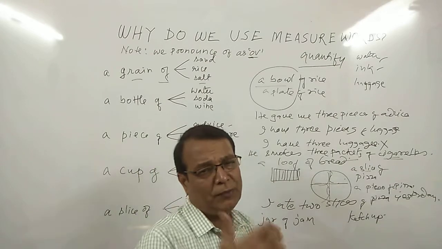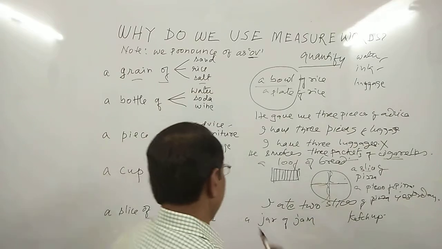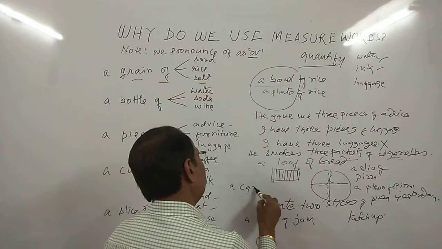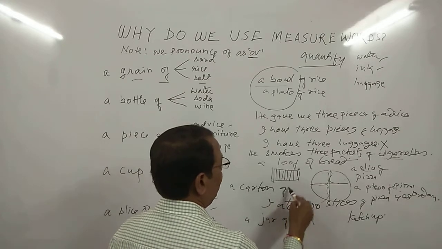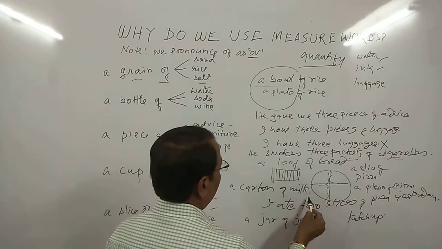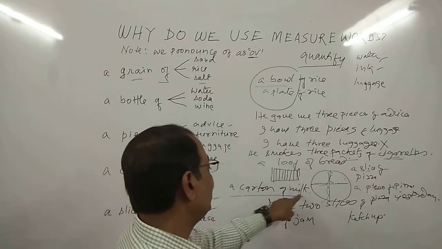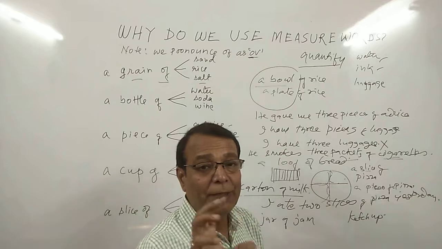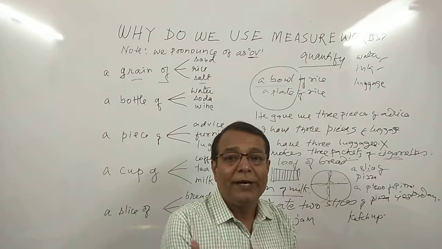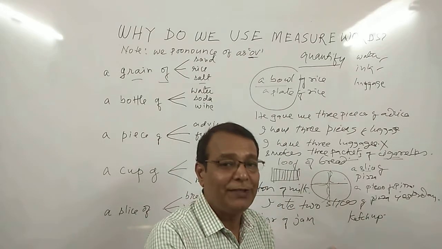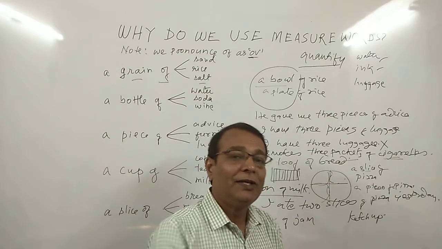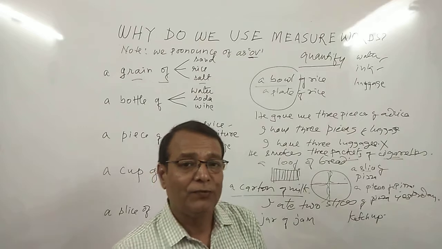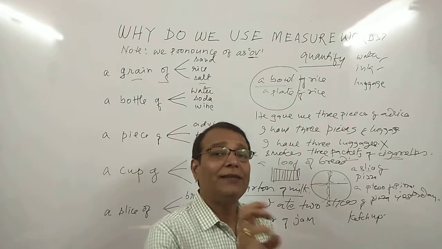Suppose things are in packets, so you say packet. Suppose carton, C-A-R-T-O-N, a carton of milk. You use the phrase a carton of milk because that milk is coming in a carton. So it depends on the product you are buying, and what it comes in. If it is coming in a bag, you say a bag of wheat, a bag of rice, a bag of sugar.